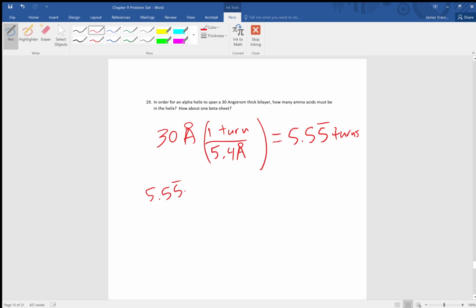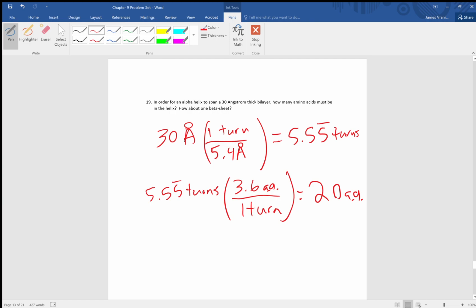So we have 5.55 turns, this is the number that we have. All right, and we know how many amino acids there are per turn. The answer is there are 3.6 amino acids per turn. All right, so if we take the 3.6 here and multiply it by our 5.55, all right, we end up with, we need 20 amino acids to cross that bilayer.